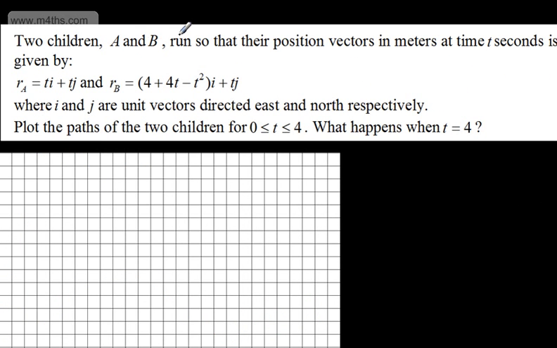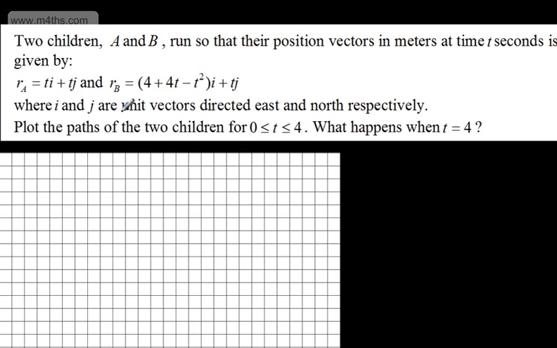Okay, two children, A and B, run so that their position vectors in metres at time t seconds is given by rA equals t i plus t j, and rB is given as (4 plus 4t minus t squared) i plus t j, where i and j are unit vectors directed east and north respectively.